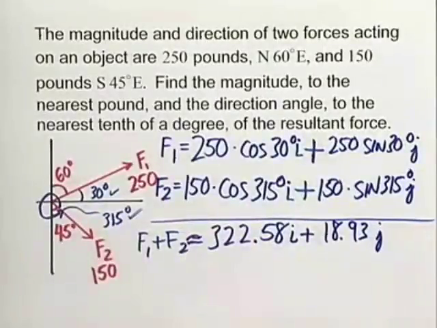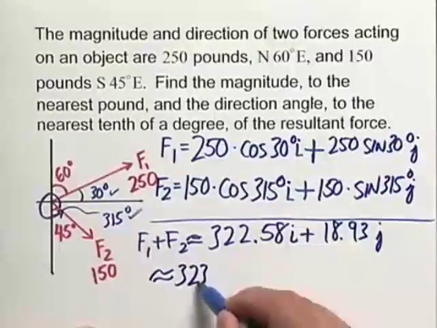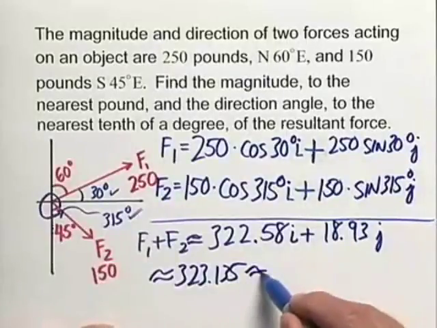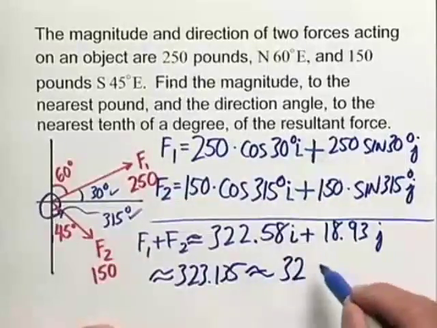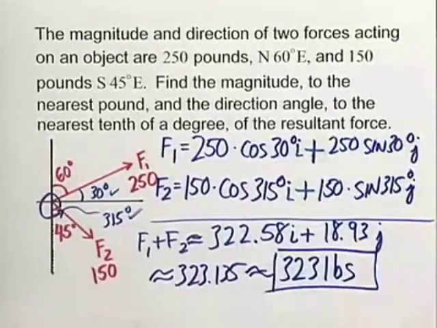So let's now look at the magnitude of this, because that's what we're looking for, the magnitude to the nearest pound. So if we take the magnitude of this, we're going to get an approximate value of 323.135, and if we take that to the nearest pound, we get our answer of 323 pounds. Now that we have the resultant vector, let's find the angle of this resultant vector.